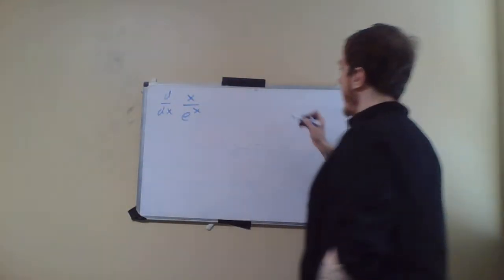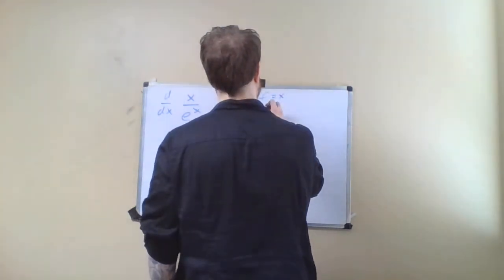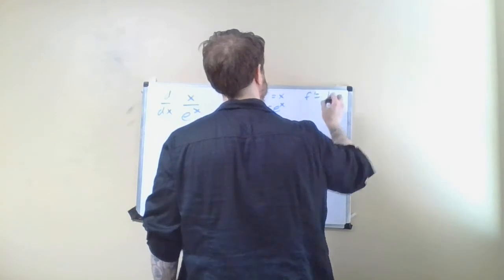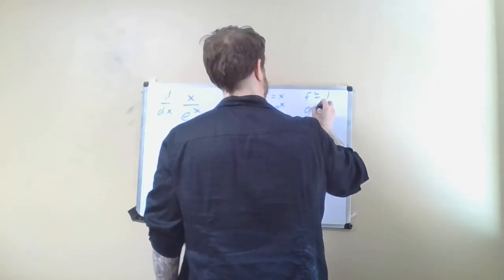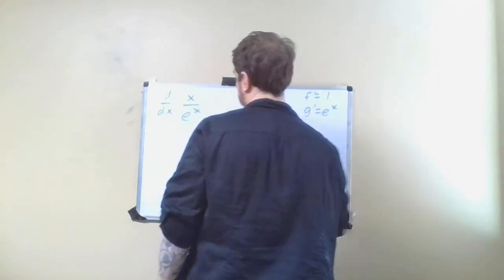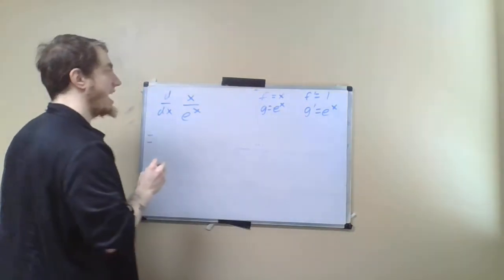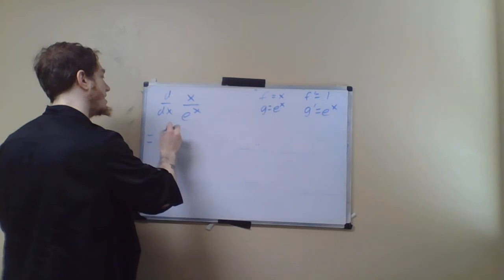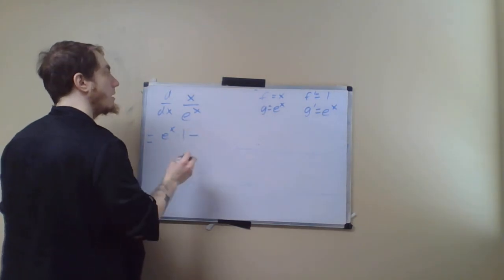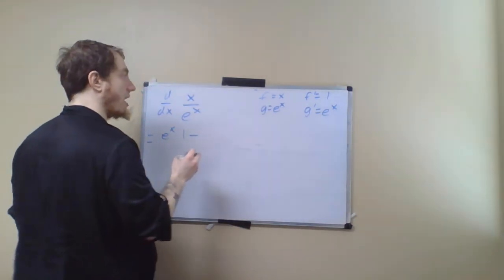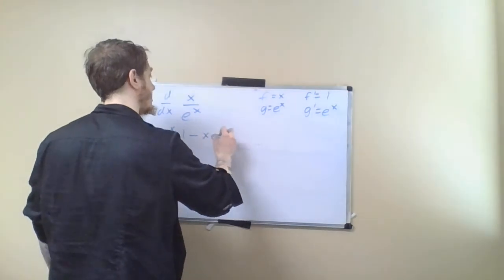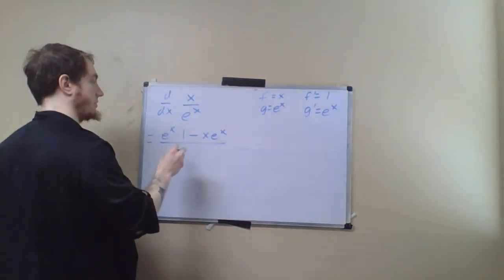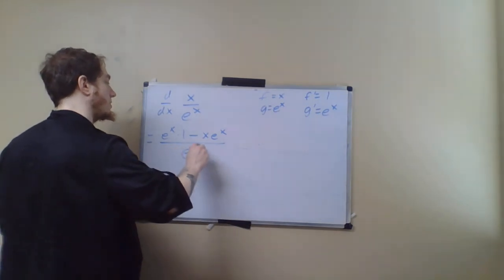All right. So I'm going to take f to be equal to x and g to be equal to e to the x. That makes f prime into 1, and it makes g prime into e to the x. So we are going to have g times f prime, that's going to be e to the x times 1, minus f times g prime, that's going to be x e to the x, divided by e to the x squared, which is really e to the 2x.